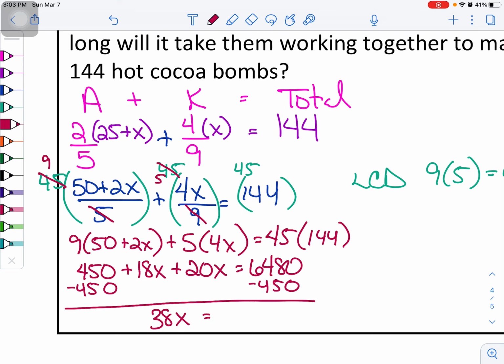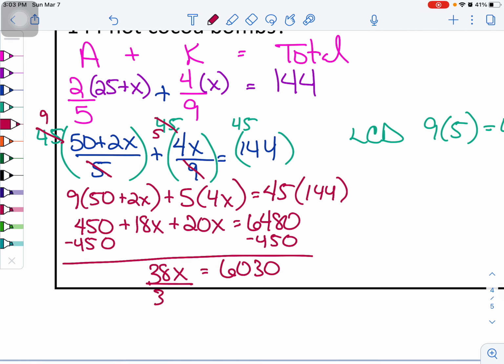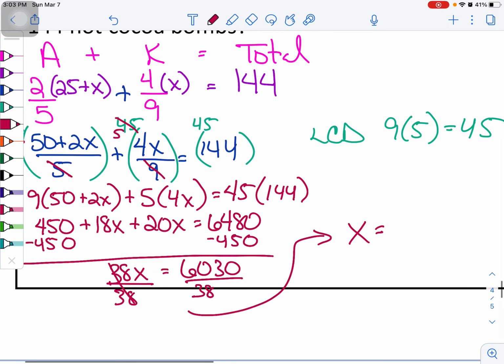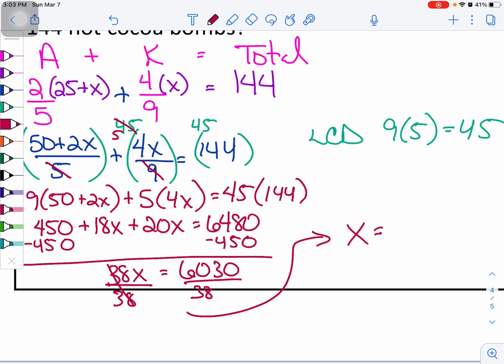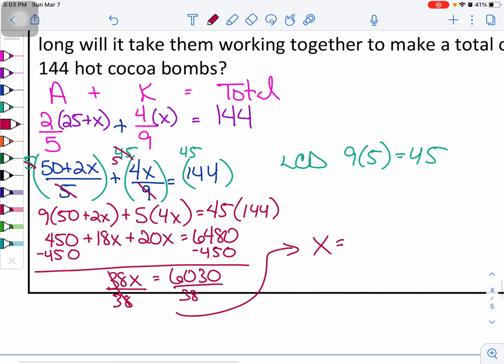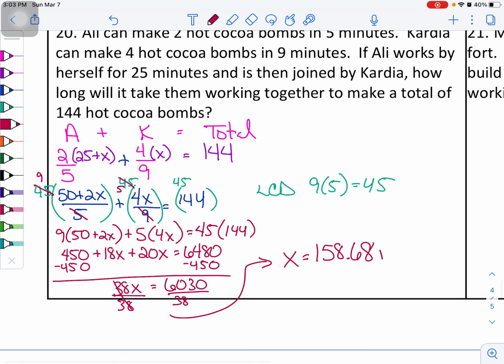I'm going to do 2 things here. I'm going to subtract 450 from both sides, and simultaneously, I'm going to add my 2 like terms here. So 18x plus 20x is 38x. And then if I subtract 450, I'm going to get 6,030. Divide both sides by 38. So x is equal to, if I take 6,030 divided by 38, I'm going to get some nasty decimal here.